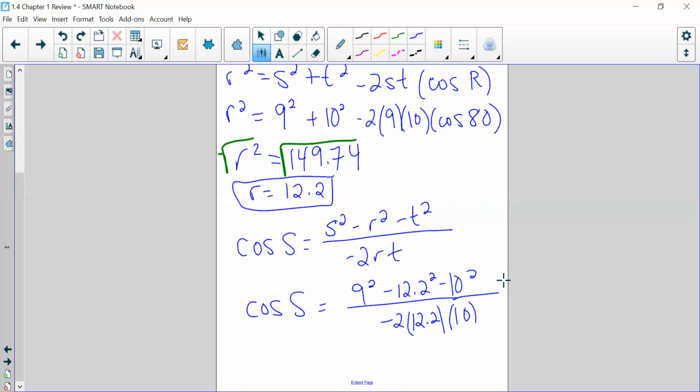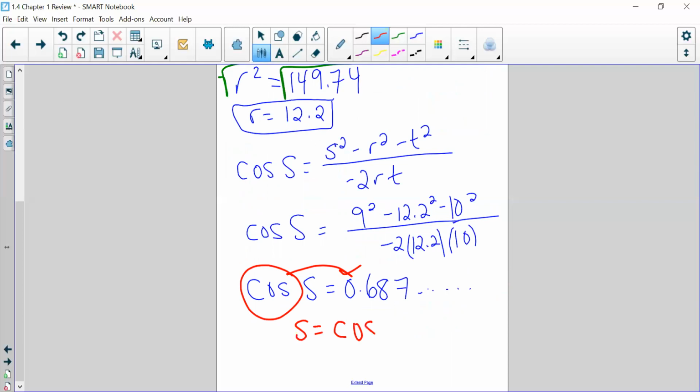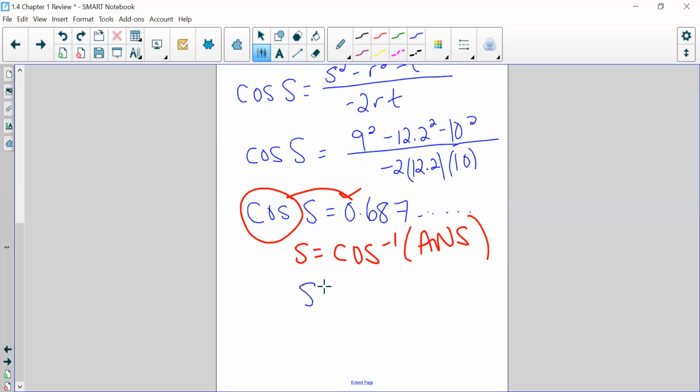And I'm getting cosine of S equals 0.687. This one actually repeats. So move cosine over and you'll get S equals cosine inverse of your answer. So I get 46.5, so let's say a 47-degree angle.